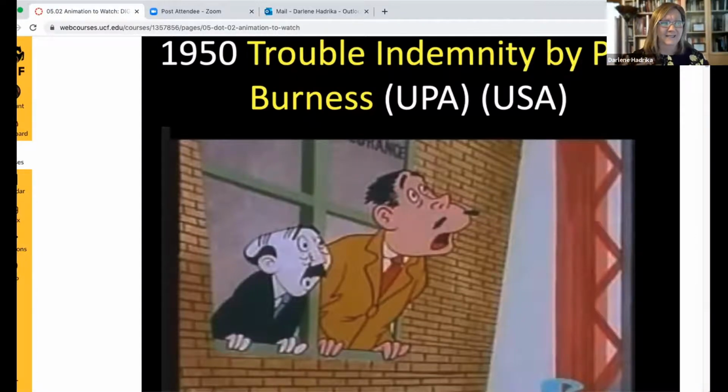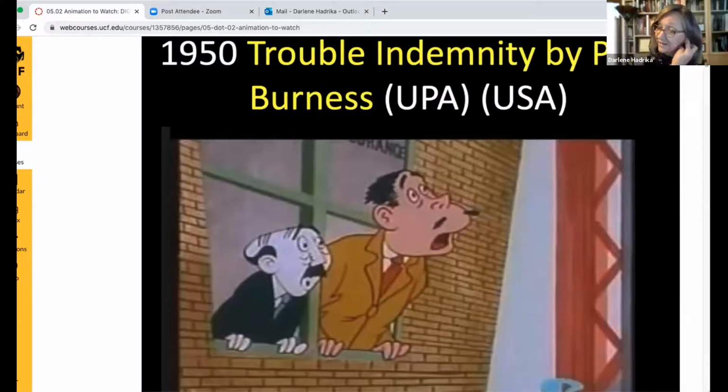It's kind of about the private investigator and the lady who's trying to find out if her husband is cheating on her kind of story. It's a very classic story. I don't want to give away the whole plot, but Trouble Indemnity is just a title that is making fun of that live action film.